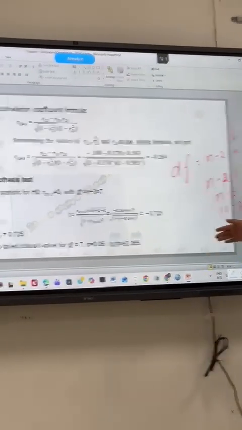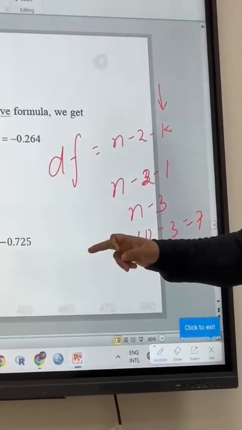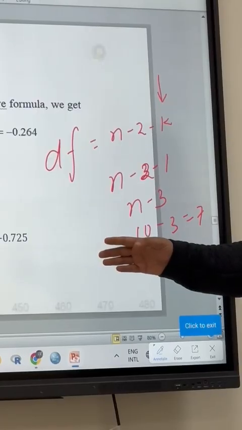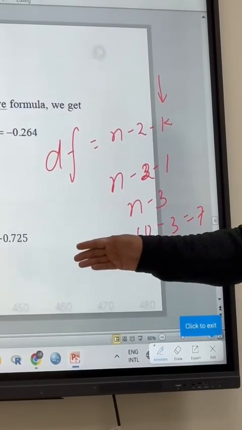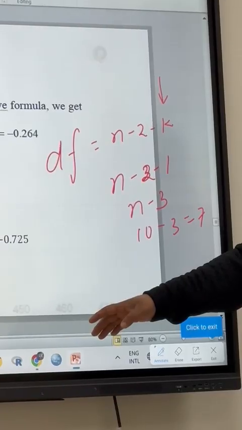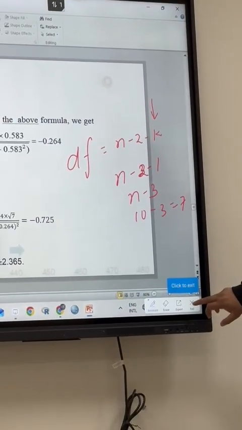Which test do we use to test the hypothesis of the partial correlation coefficient? T-test. In the examination, I may ask you the value of the test statistic T, what is your decision, what is your conclusion. This is the T-test.